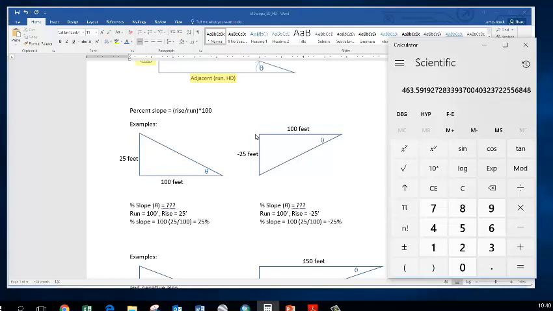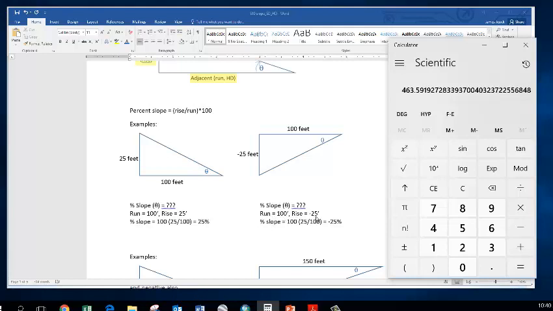Well, what if that slope is actually going downhill? If this is the horizon here, that's 100 feet of run, and I've dropped 25 feet from where I was, so that's a negative 25 feet. So in this case, I'm trying to calculate the slope. The run is 100 feet.